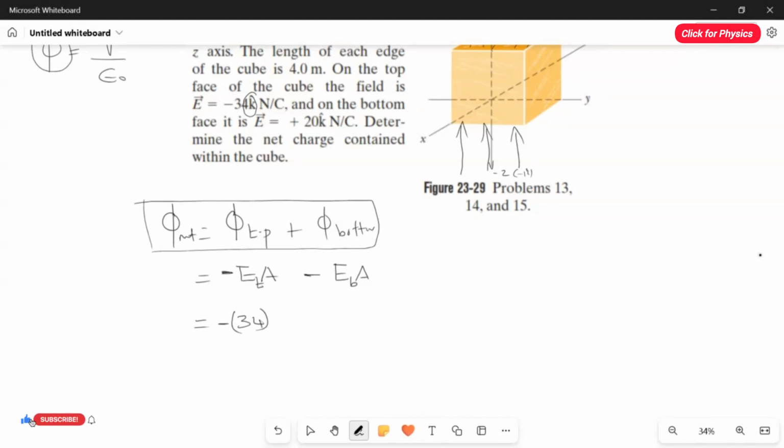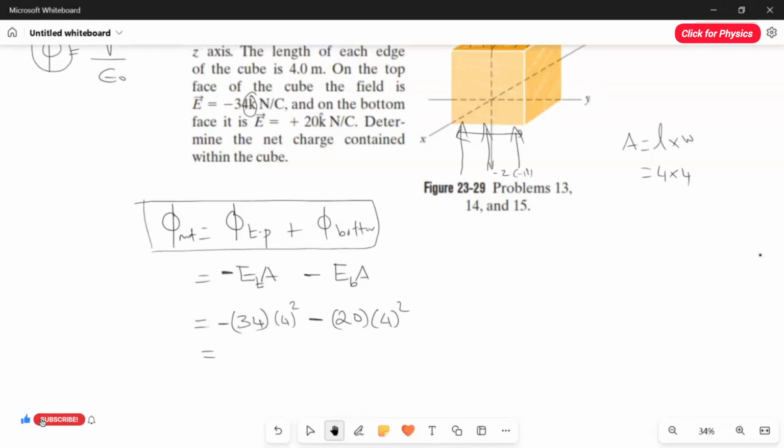So here the edge length is 4. If the edge length is 4, the area formula is nothing but the length multiplied by width. So 4 multiplied by 4, you'll get the answer for area. So I have to multiply 4 with 4, so 4 square. Likewise here, minus the electric field from the bottom here is 20. So 20 multiplied by area, which is also 4 square.